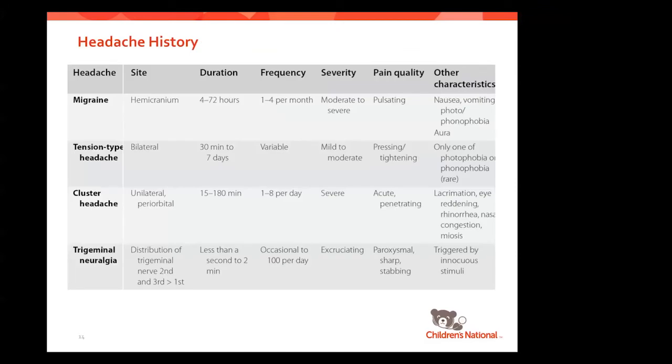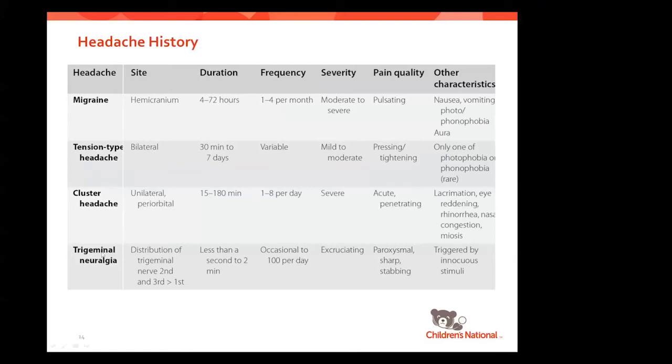And this is just a table for your reference to talk about headache history and each of the key factors. Again, if you just look at the site of the headache, this is really an easy way to differentiate. Migraine is either half of the head or the front of it. Tension headaches are everywhere. Clusters are around the eyeball.